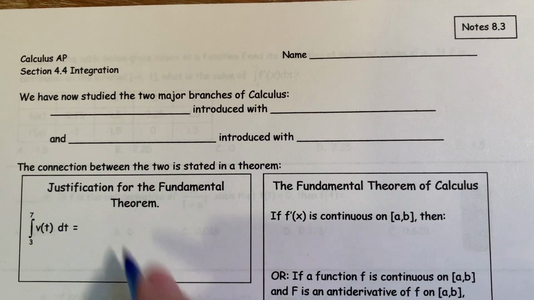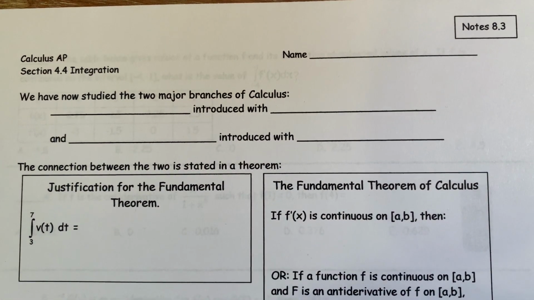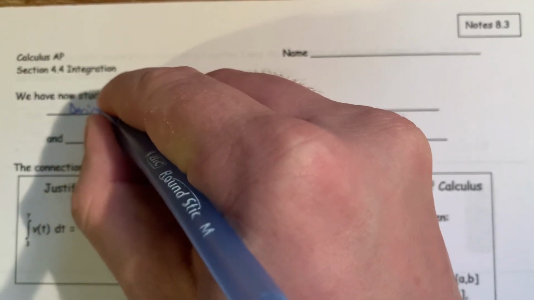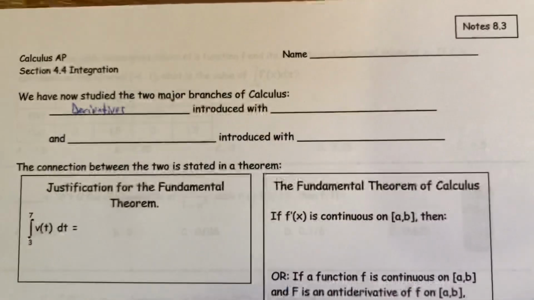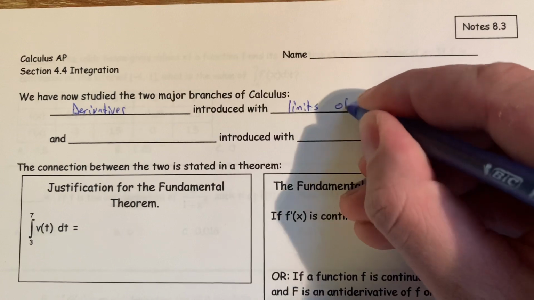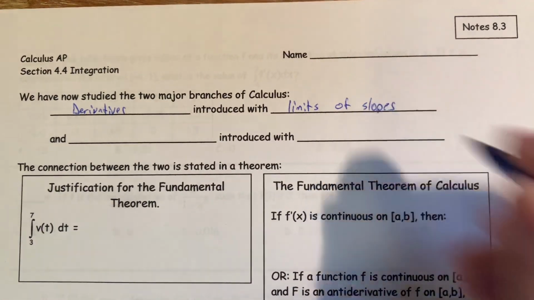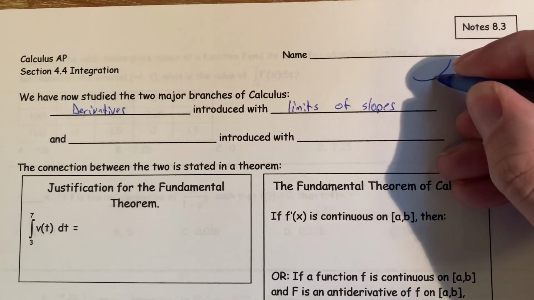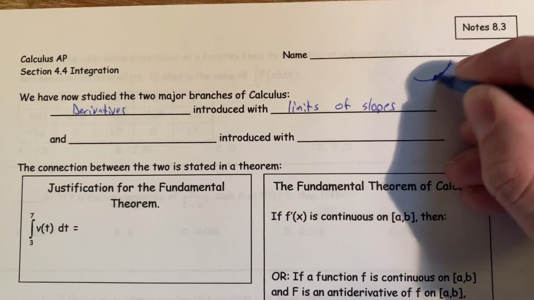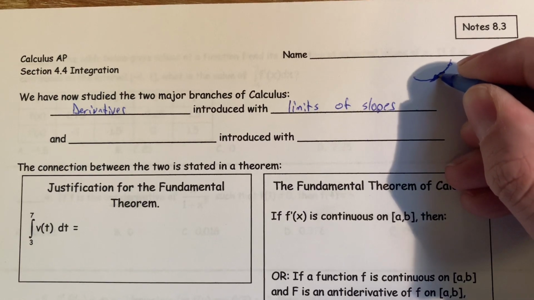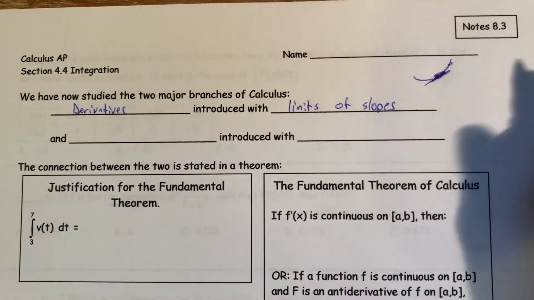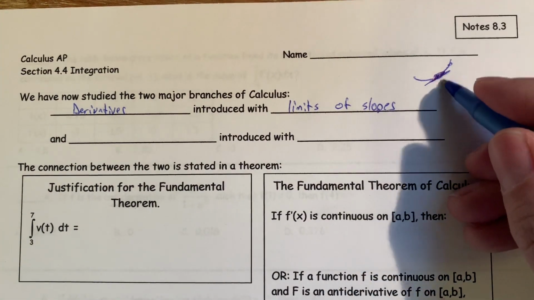So we've now studied two major branches of calculus. In the first semester, we studied derivatives. And the way we introduced them was with limits. We did the limits of slopes. We said derivatives are the slope as you get closer and closer together. If you took the slope of a nearby point and did the limit as those points got infinitely close together, that's the slope of the tangent line. And so the derivative tells us the rate of change of a function at a point.